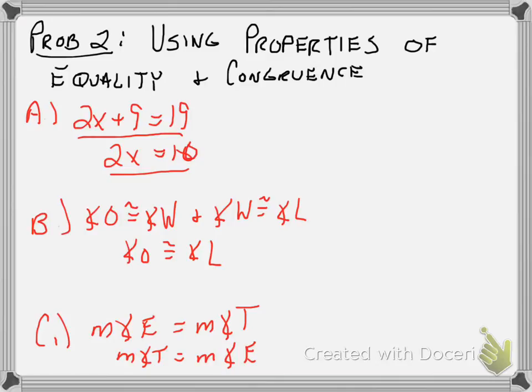So what I want to do here is how do I get from 2x plus 9 to 2x? Well, you just subtract 9. So the property here is subtraction property. And you probably should put of equality. I'm not real worried about that. Okay? B says O is congruent to W and W is congruent to L. So how do I get angle O is congruent to angle L? Okay, and that would be the transitive property.